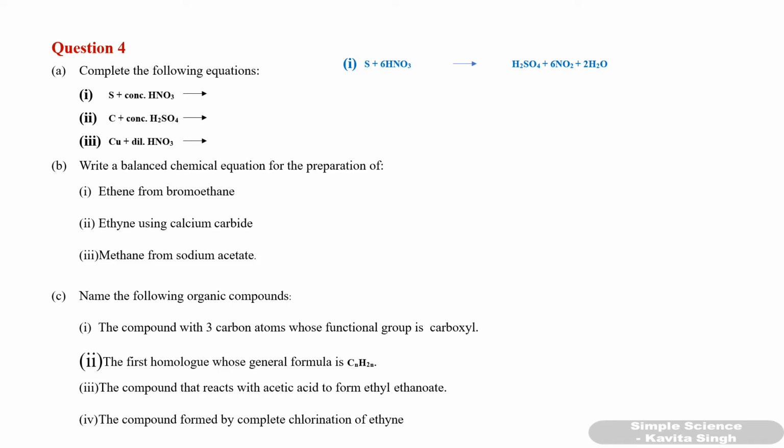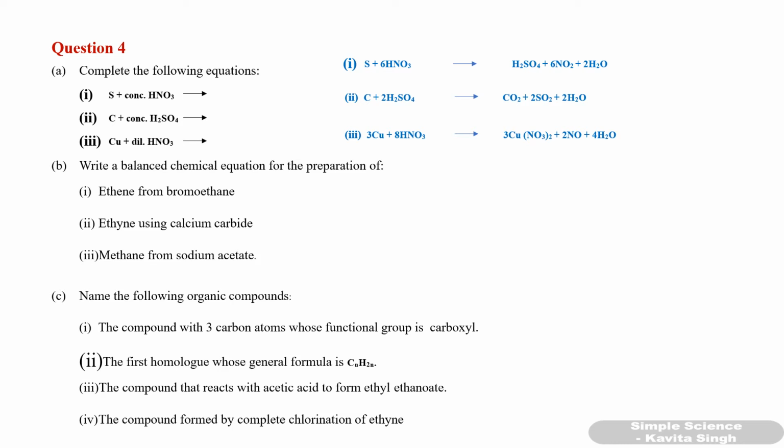Second, carbon when reacts with concentrated sulfuric acid. So when carbon reacts with concentrated sulfuric acid, carbon dioxide, sulfur dioxide and water are formed. Balance the equations. Third one, copper reacts with dilute nitric acid. So when copper reacts with dilute nitric acid, copper nitrate, then NO and H2O, water, are formed. Then balance the equation.